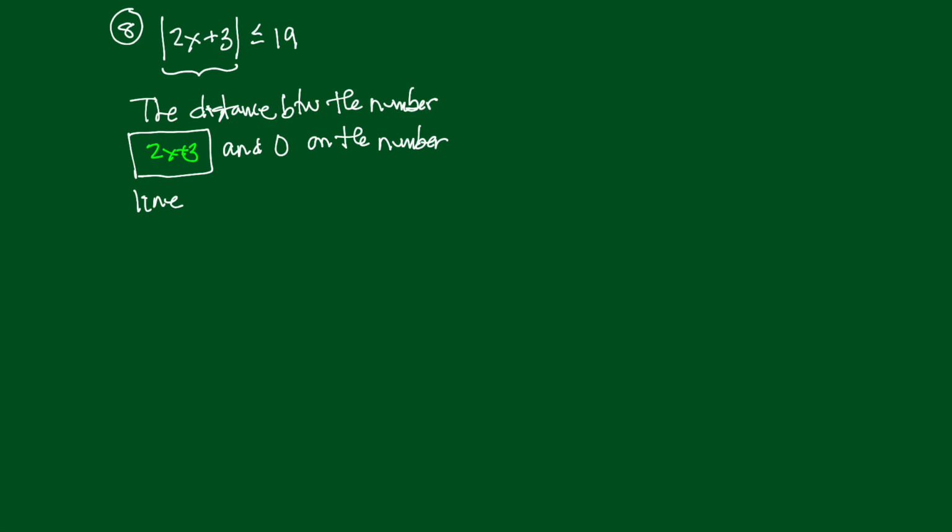Now how about if we write this? I'll write it like this: is less than or equal to. Now, couldn't you say that this is the same as this, is at most? Another way to say it. So you could say so far, the distance between the number 2x plus 3 and 0 on the number line is at most, meaning is less than or equal to what? Right here, 19 units.